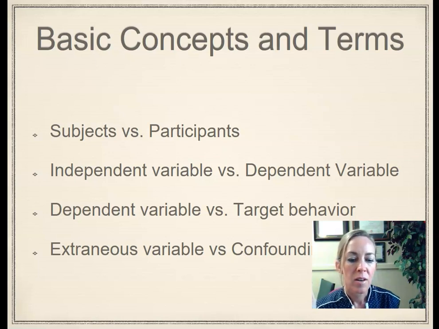Extraneous variables are any elements of a study that are not the independent variable. Confounding variables are those extraneous variables that confuse or obscure the outcomes or the believability that the independent variable and dependent variable share a functional relationship.